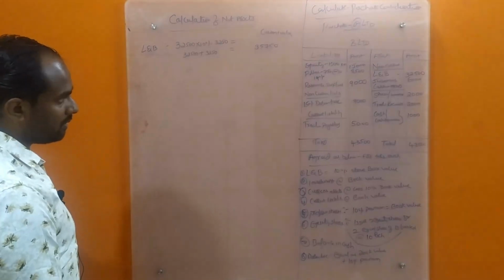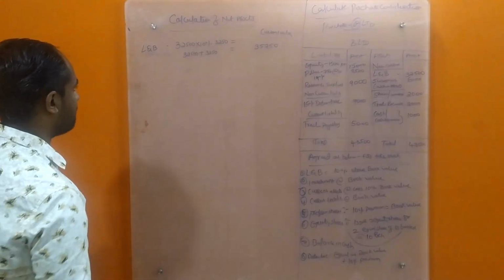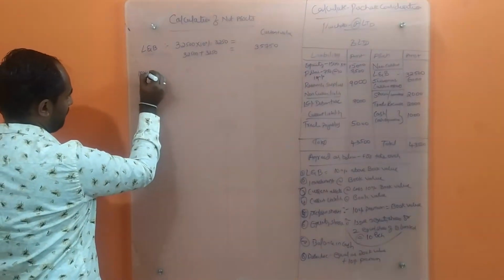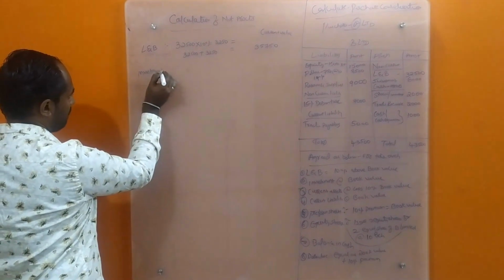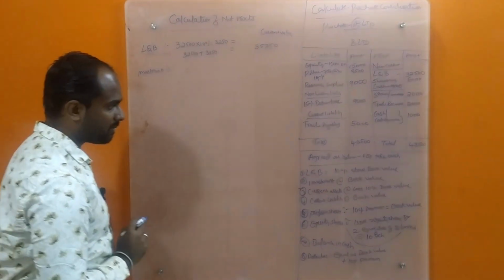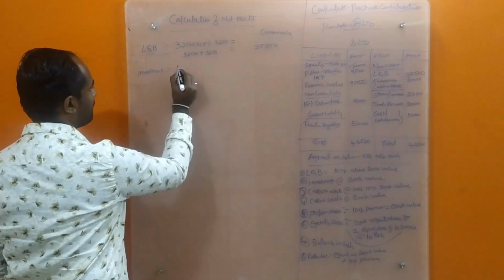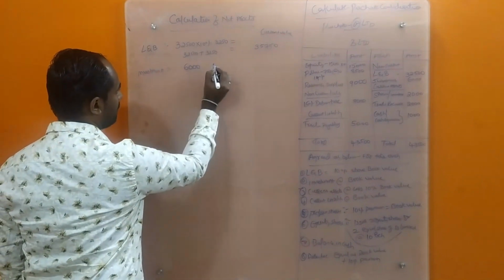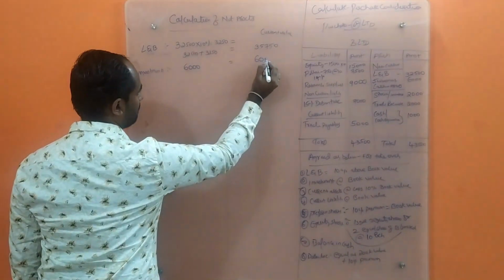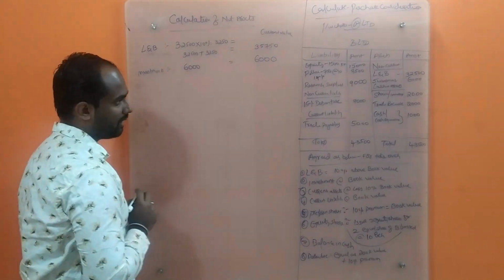Okay. The second item we have is investment. So just see whether they are revaluing investments or not. Investment is at book value, so nothing to add, it's just 6,000. Just put it directly, 6,000.